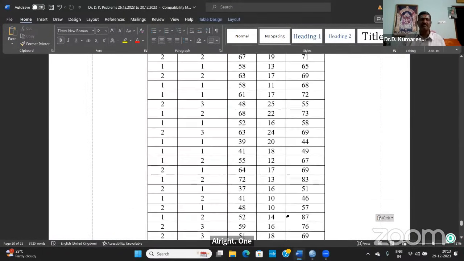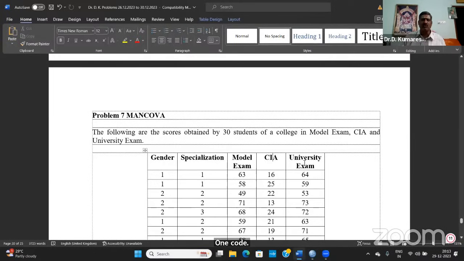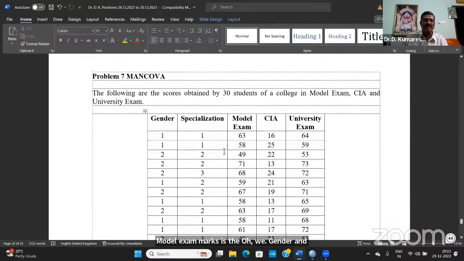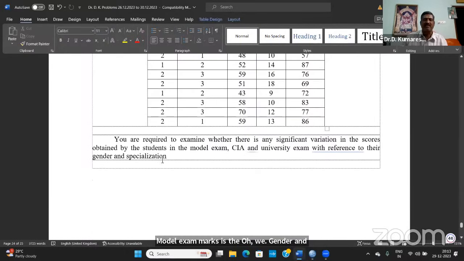MANOVA. So two marks are there. University exam marks and CIA marks are there. They are the dependent variables. Model exam marks is the covariate variable. Gender and specialization are independent variables. The same thing we are required. Okay.